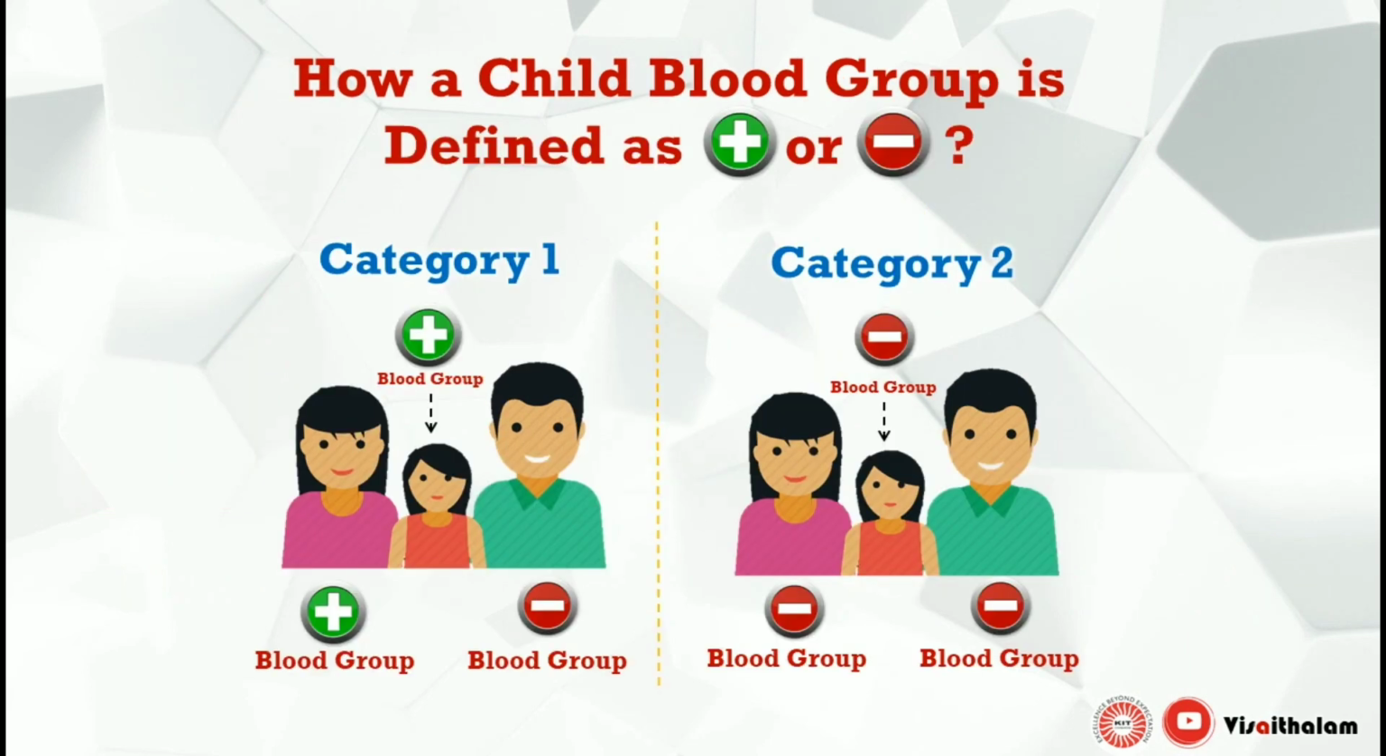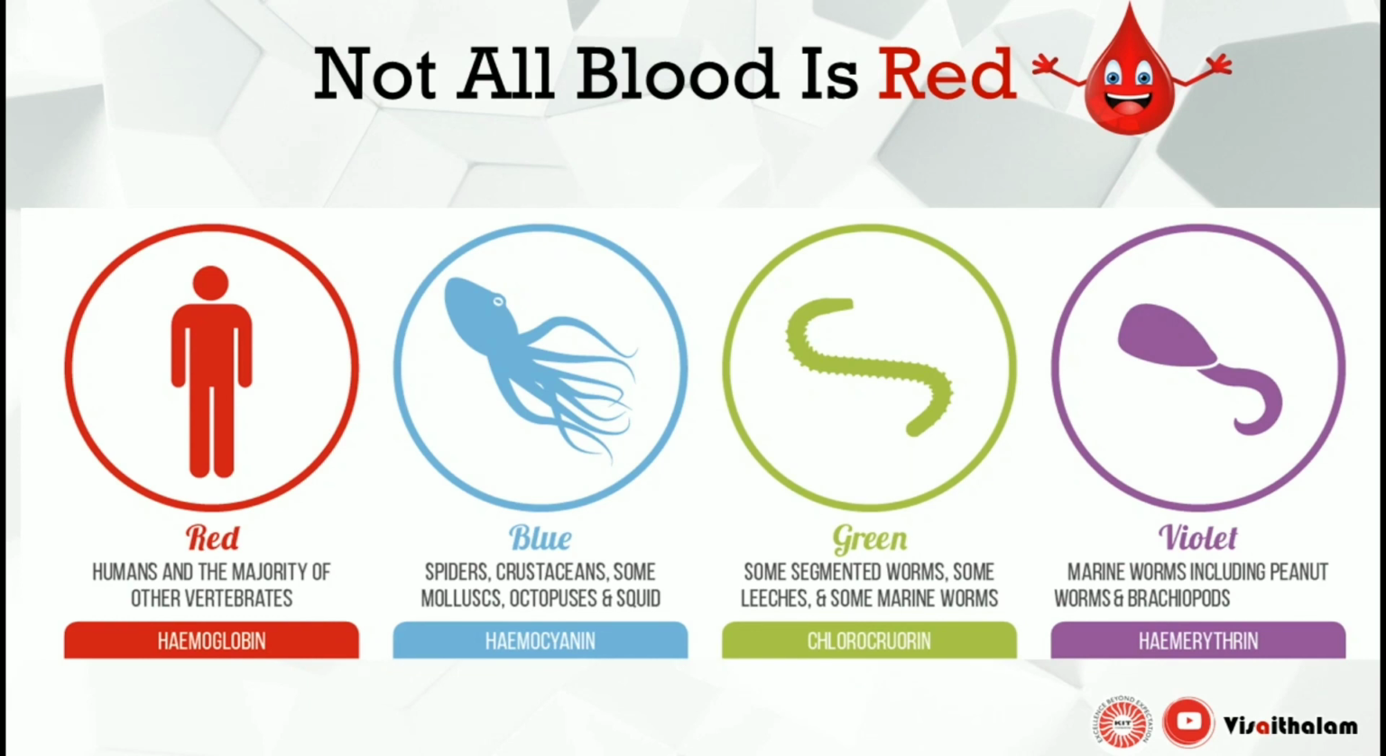Then how is positive or negative in blood group defined for a child? Let's take a close look. In category 1, if father has negative blood group and mother has positive blood group, then the born child will have positive blood group at the most. But in category 2, if both father and mother fall under the negative blood group, then their child will have negative blood.